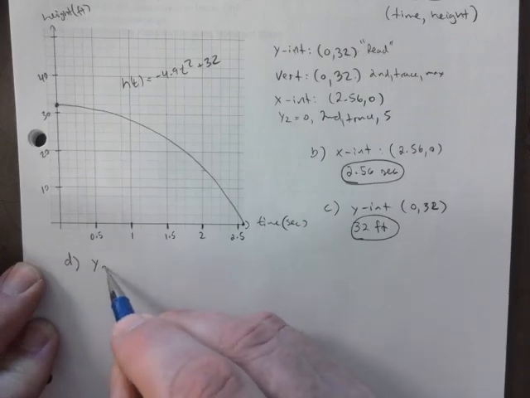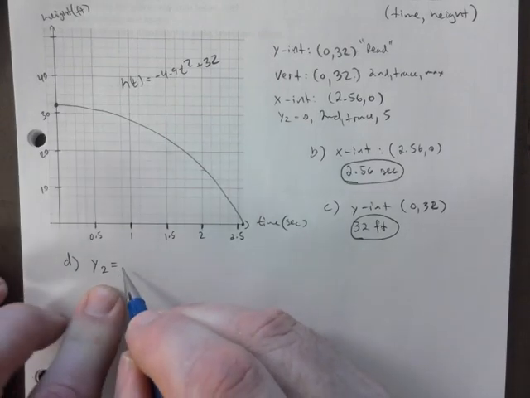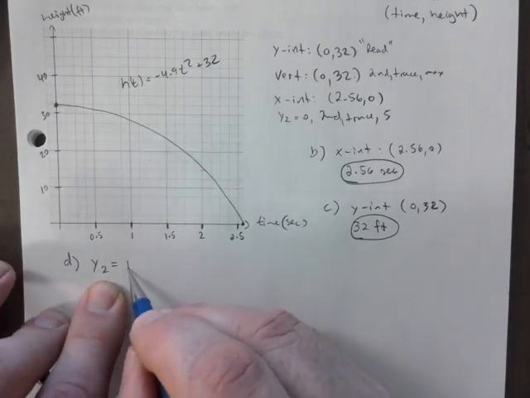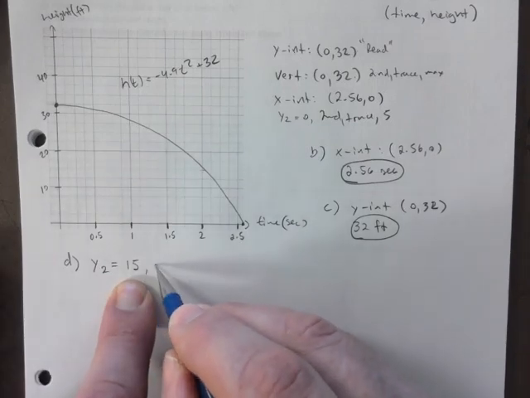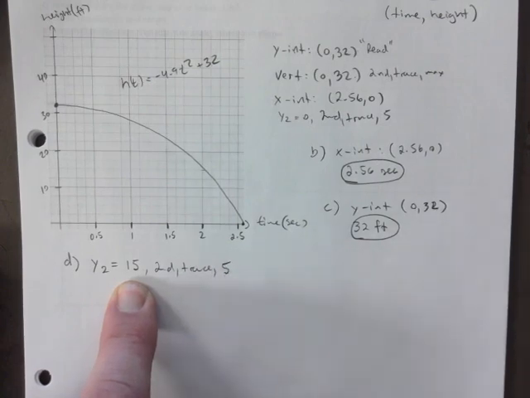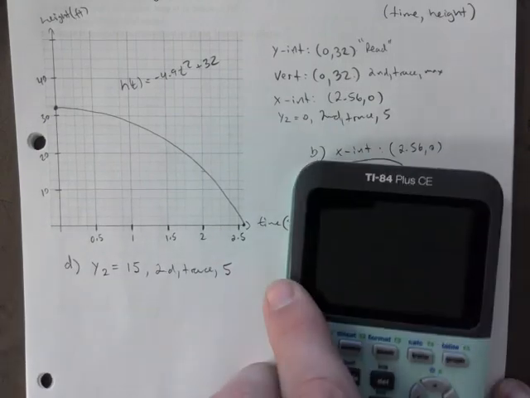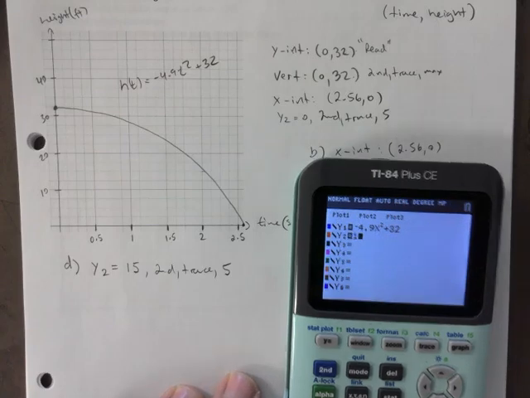And normally what you want to do is, if they give you the y value, you want to draw a line at that point. So we're going to draw a line at y2 is equal to 15, and we're going to find that intersection. So let's go ahead and do that. Y2 is 15.